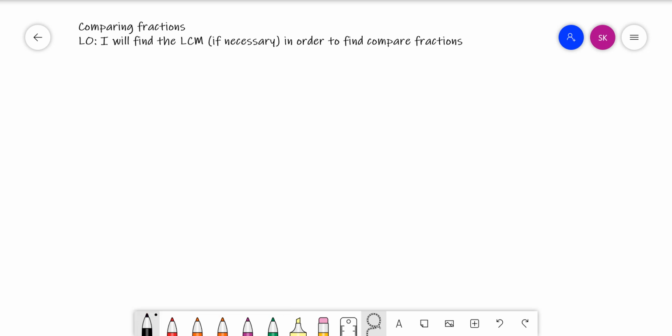So, the last lesson that you did before half term involved converting fractions to decimals. Now, today's lesson is about comparing fractions. If you're asked to compare a fraction with a decimal, for example, which is bigger, 3/5 or 0.55, what do you think you should do?